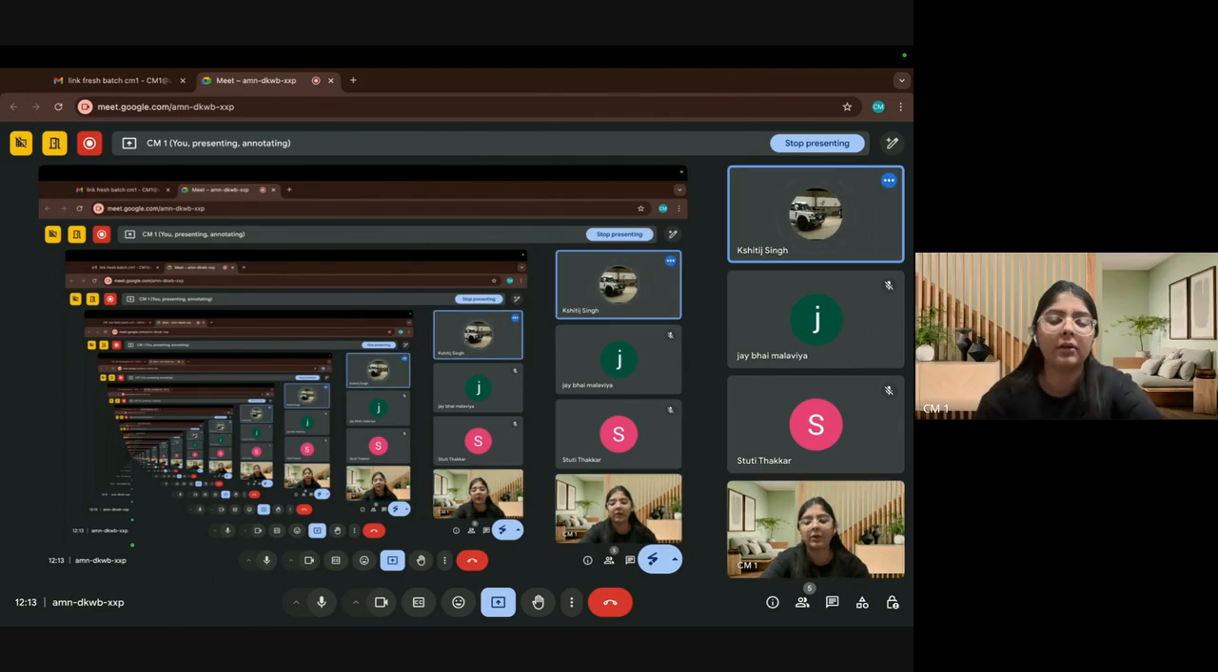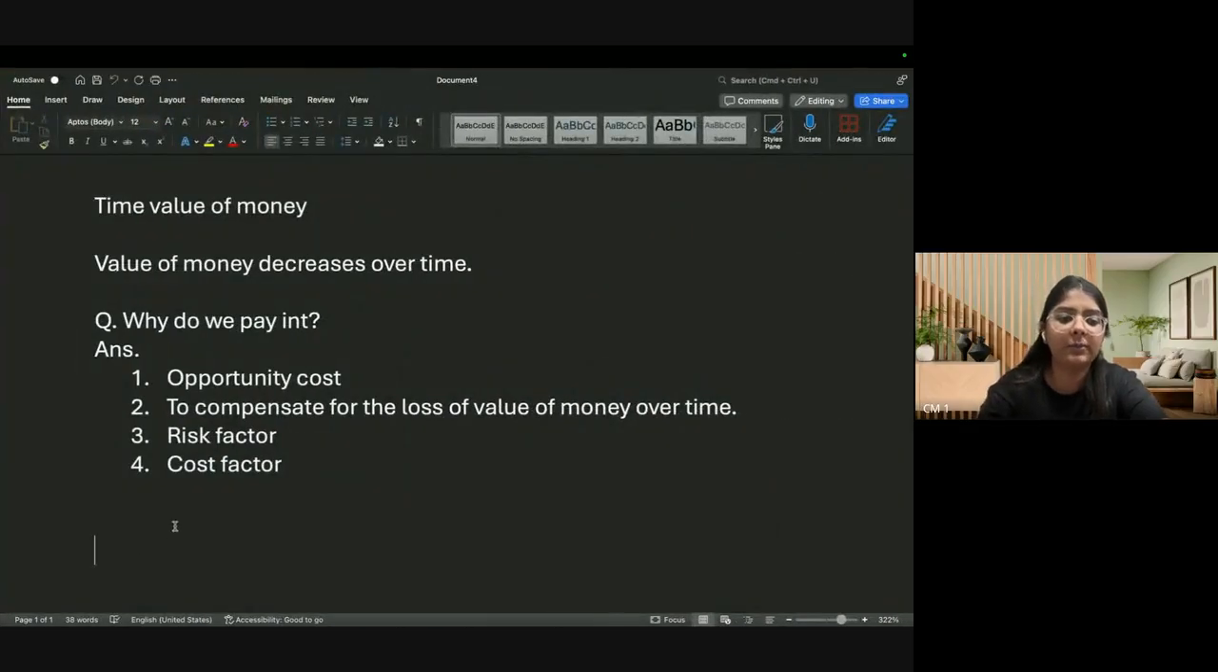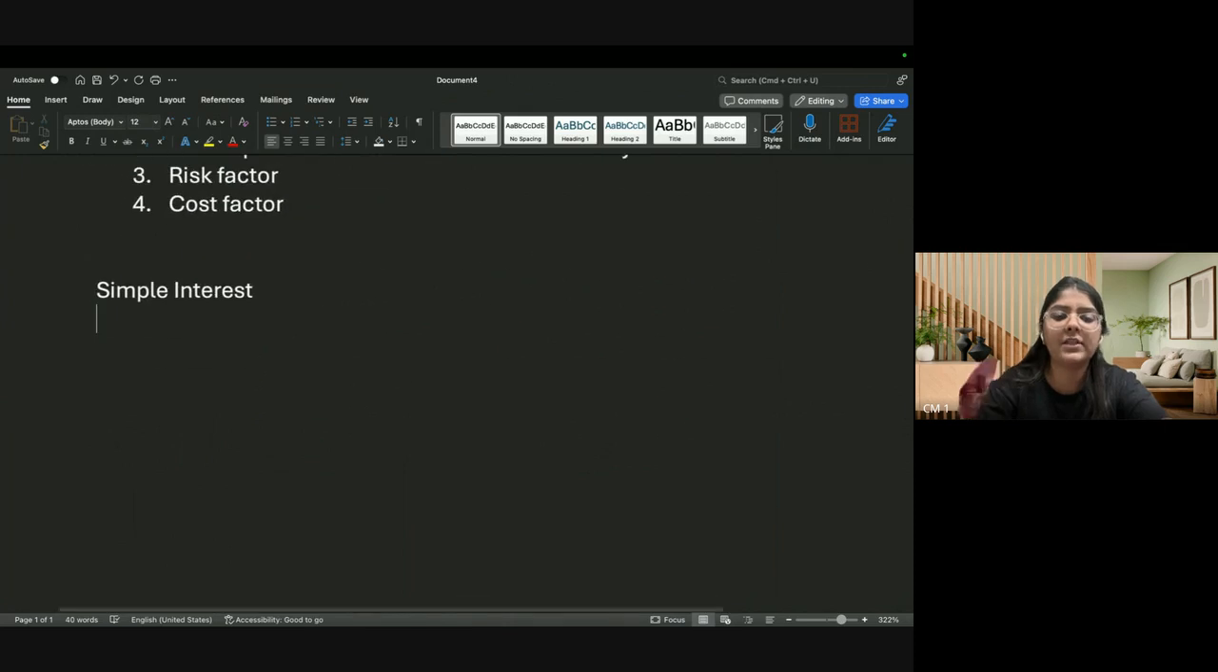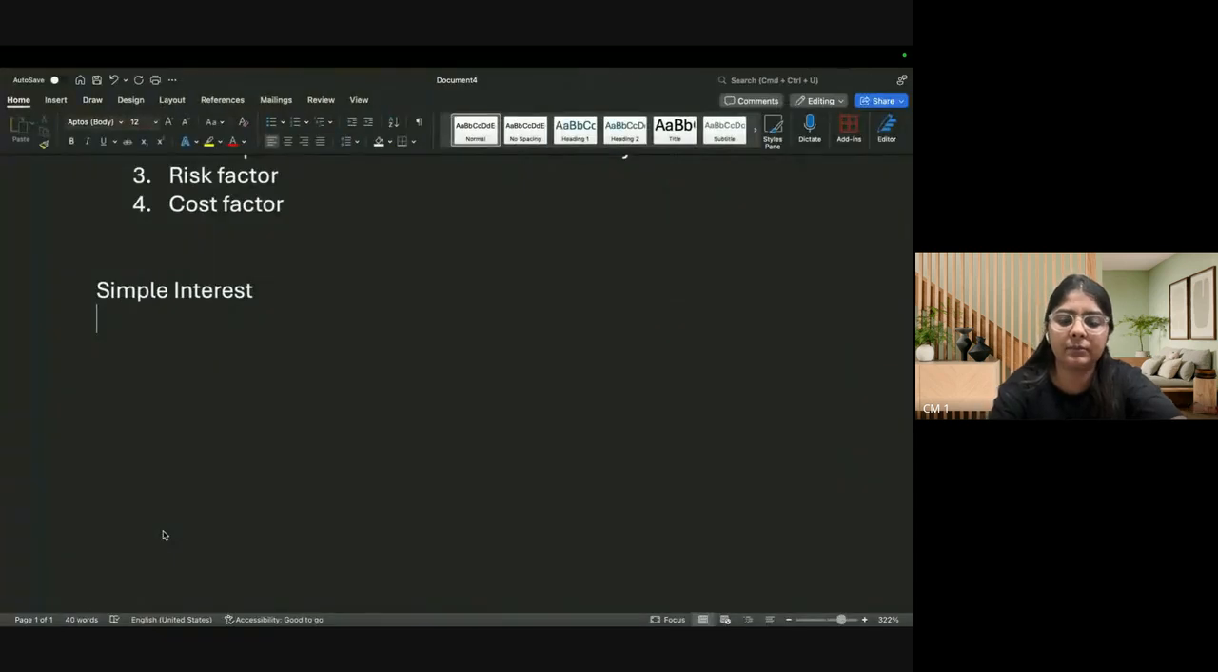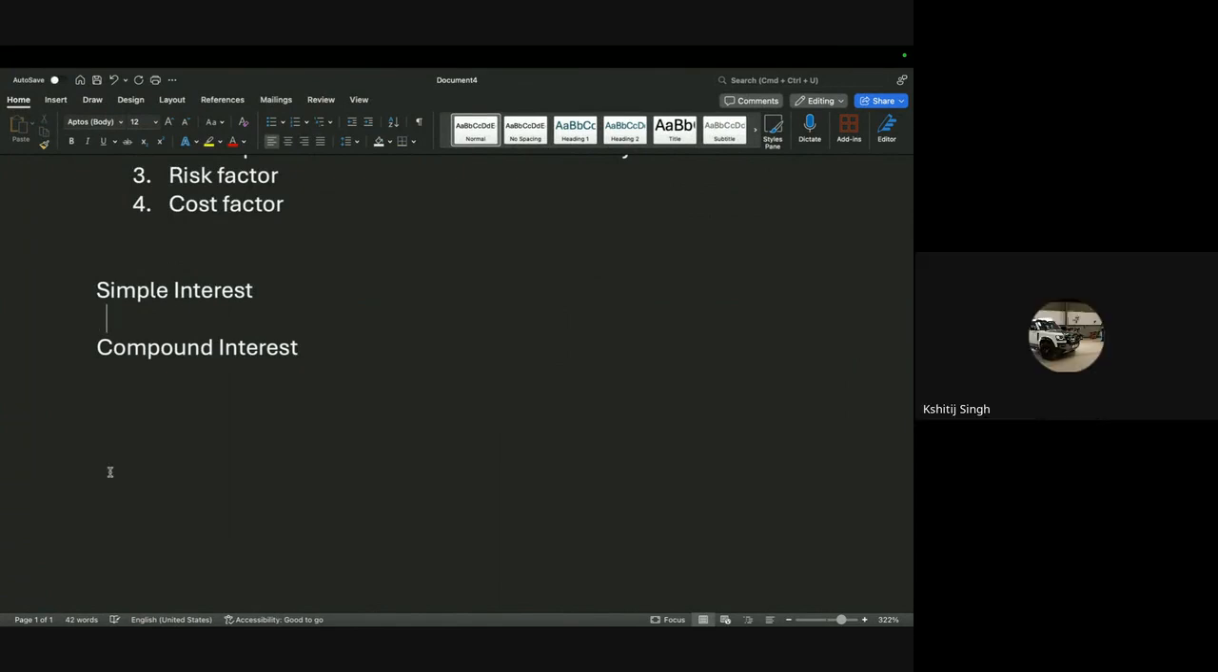Yes, ma'am. Okay. So now moving to the basic, simple, and compound interest that we have read. I think simple interest you all may know already. What is simple interest? And what is compound interest? Compound interest is interest on interest.